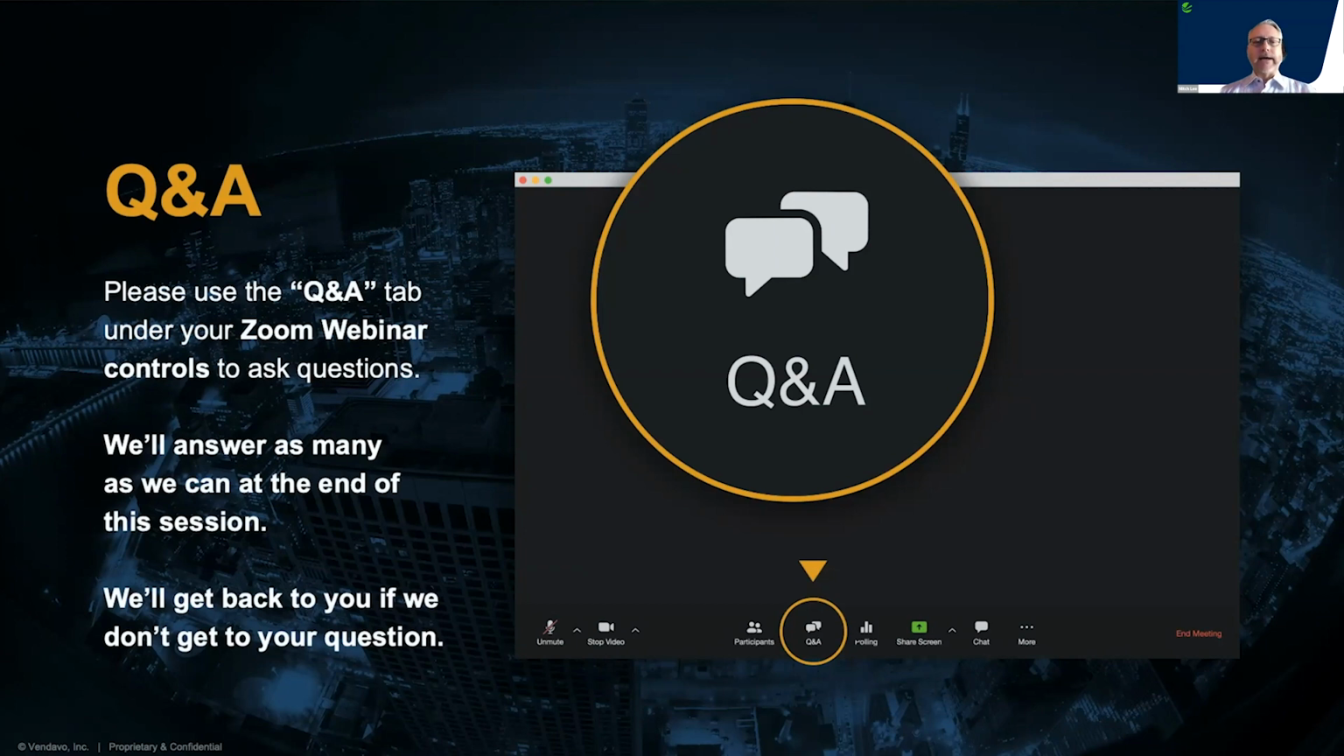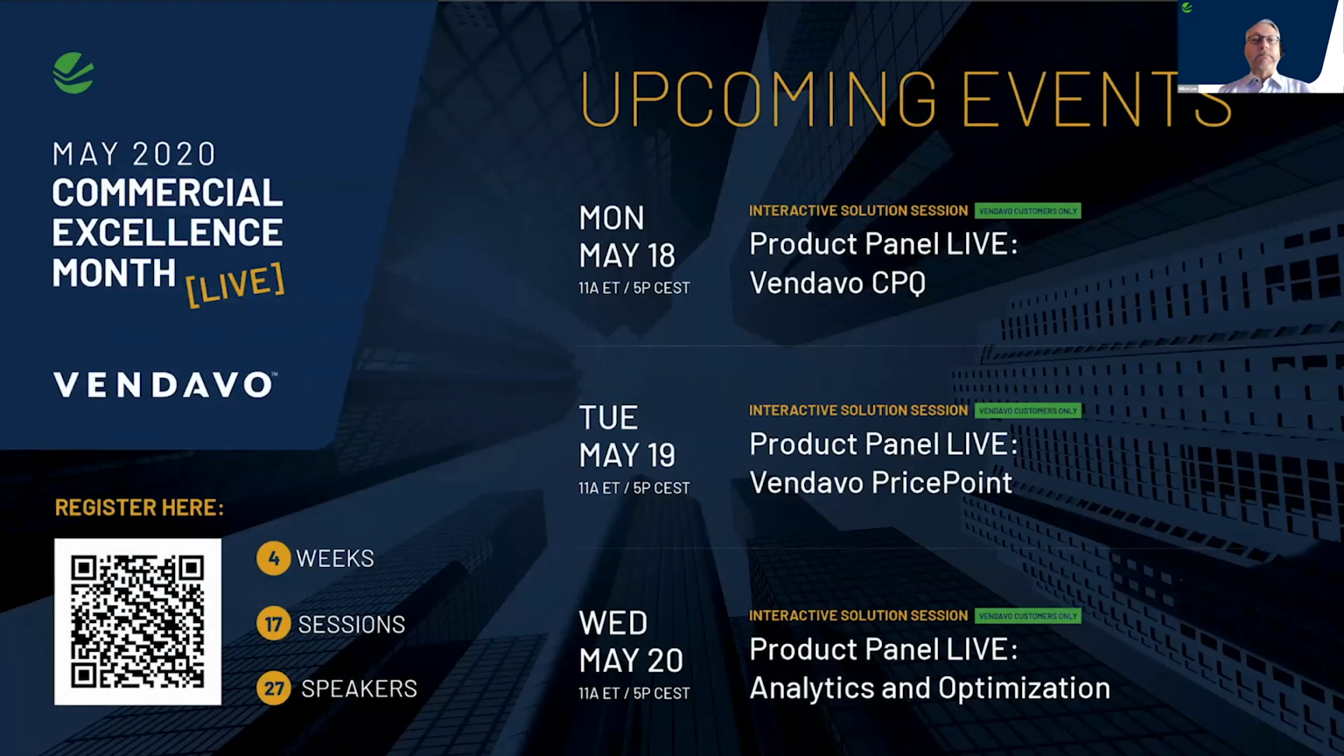All right, let's take a look at the upcoming events. Beginning next week, Commercial Excellence Month will turn to having a special emphasis on the Vendavo community. We're going to focus on customer-only interactive sessions. On Monday, we're going to be looking at the CPQ discussion and taking it to the next level. Jordan Hahn and Jose Fontanez of our Cloud Services Group will be getting into the nuts and bolts of the Vendavo CPQ Cloud solutions. On Tuesday, Carl Larson and Sjoerd van Kessel, our Commercial Excellence strategists, will be talking through the ins and outs of Vendavo Price Point.